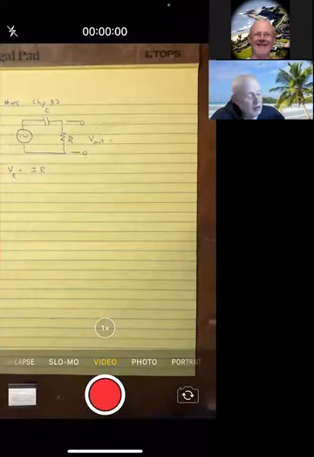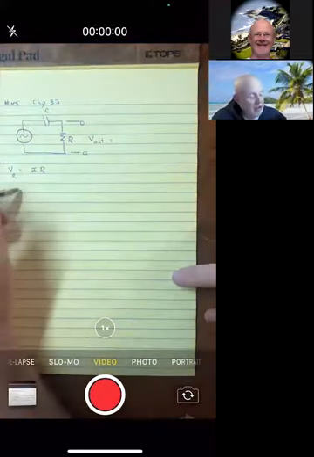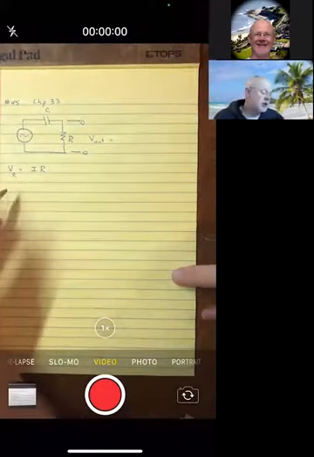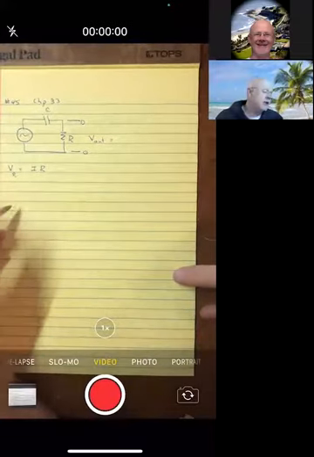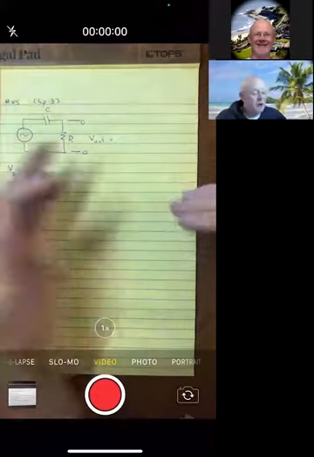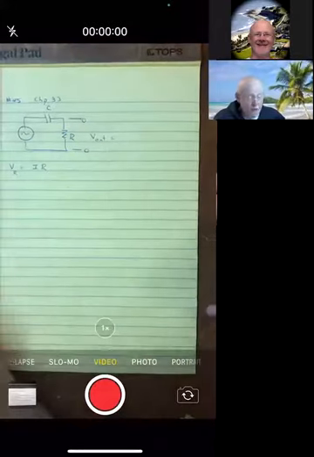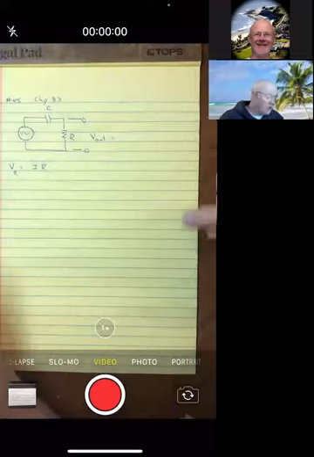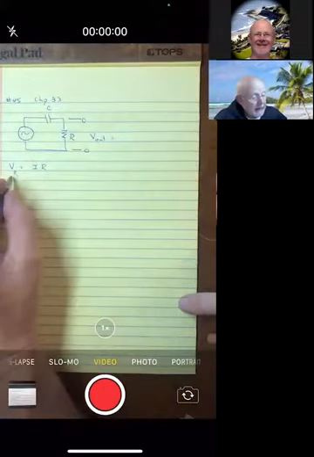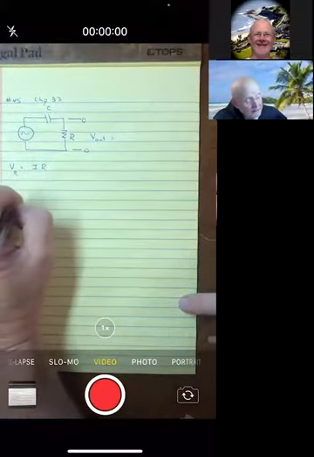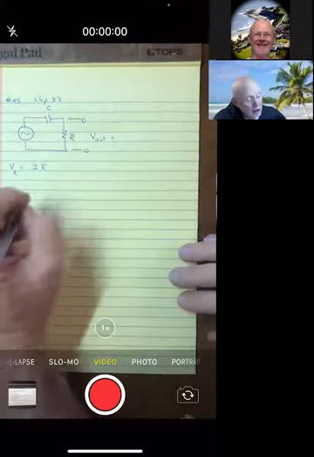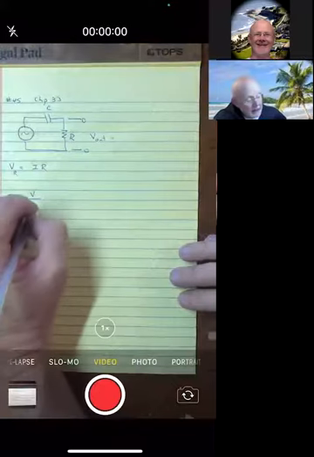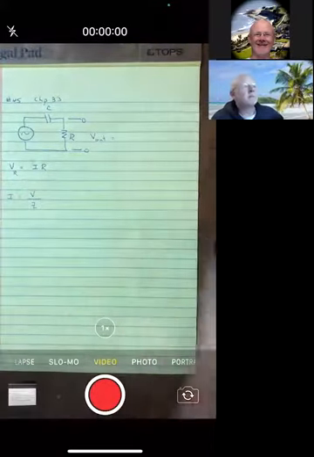And of course, we did an extension of this on number 24, where we were asked for what's the voltage across the inductor, what's the voltage across the capacitor. Here, we're just asked for the voltage across the resistor. So with that in mind, I need to find the current. And the current would be the voltage divided by the impedance.